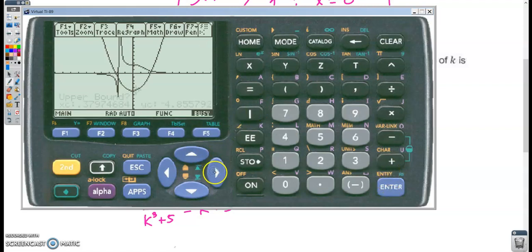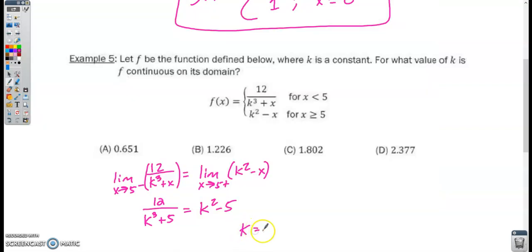How your calculator does this varies from calculator model to calculator model, but they're all fairly similar. And we get that this k value is equal to 2.377, where those intersect. And so D is going to be my answer choice.